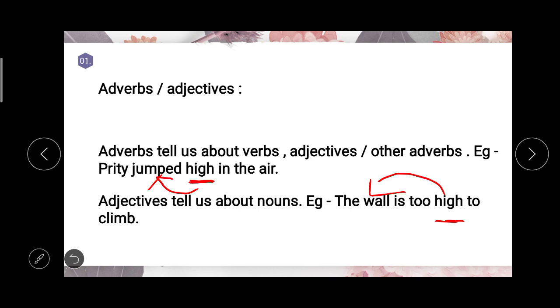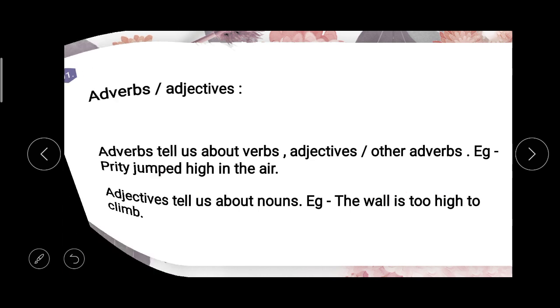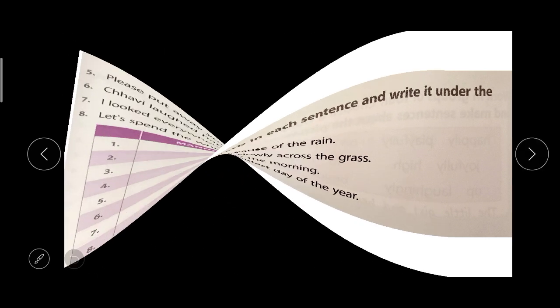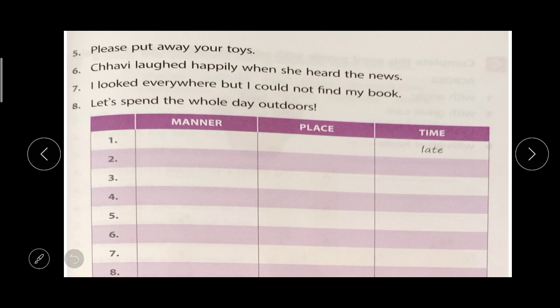So let me show you the exercises of adverbs for all of you. So here the first exercise is given, that is number A. And here the question is, underline the adverb in each sentence and write it under the correct heading. So you can see student here, 8 sentences are given and we have to find out. First we have to underline the adverbs in these sentences, then we have to put them in correct headings as according to manner, place or time.